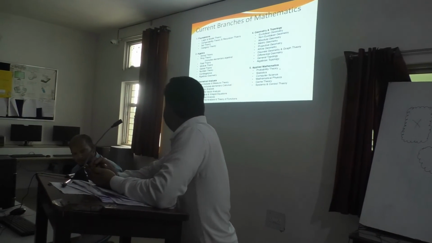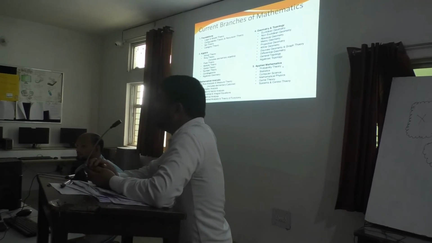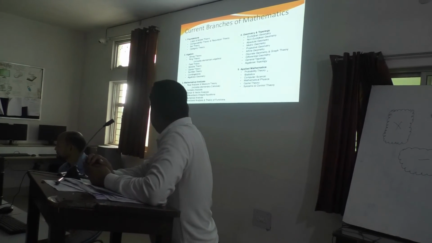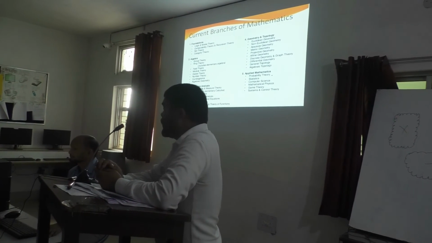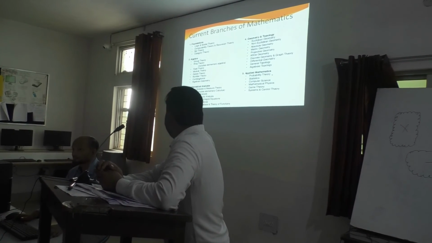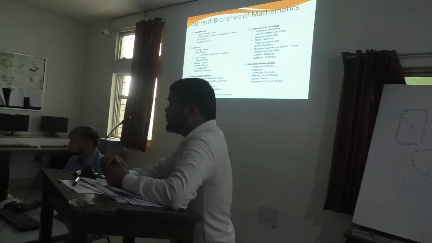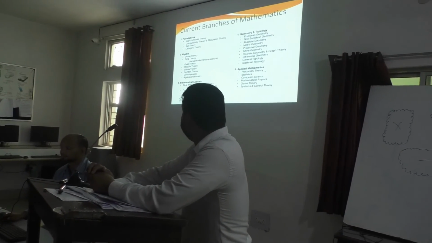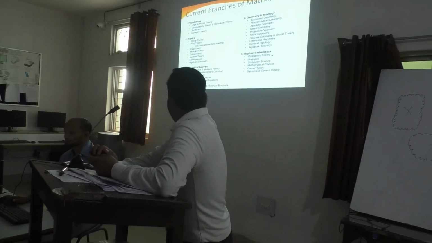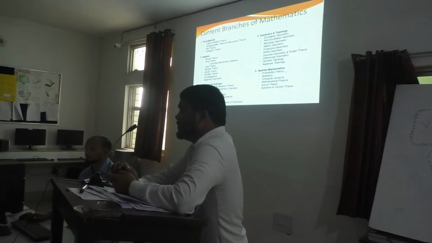Now at last, I want to introduce the current branches of mathematics that we study. Foundations, algebra. There are types of algebra, like group theory, ring theory, module theory, combinatorics, algebraic geometry, and so on. Mathematical analysis, geometry and topology, and applied mathematics that we teach students in schools.